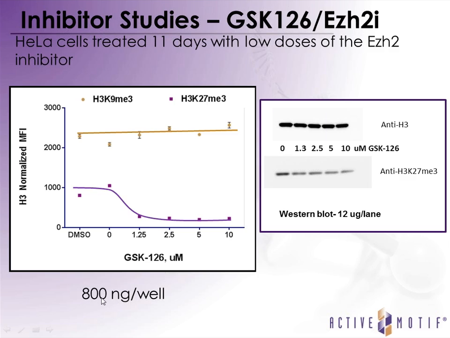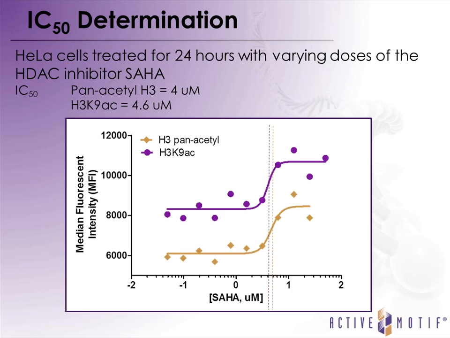And again, 800 nanograms of material is needed to generate this data. This technology can also be used for IC50 determination, again using HeLa cells and an HDAC inhibitor, this time SAHA. We see an IC50 for both the pan-acetyl and K9 acetyl beads that closely corresponds to what is reported in the literature for this inhibitor in this particular cell line.